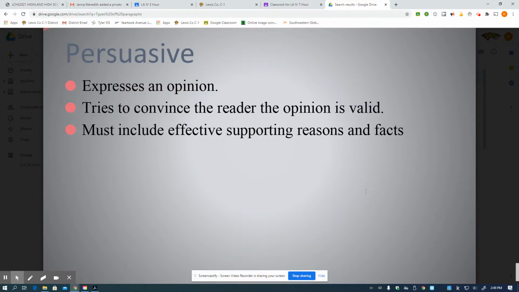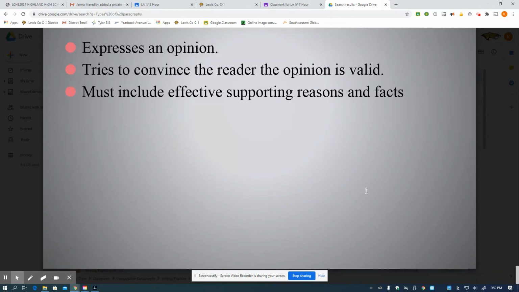We must include effective supporting reasons and facts. So when I get around to creating PowerPoints and slideshows and videos about persuasive writing, we're going to learn about the different types of appeals. And this is going to be very, very important when you're writing a persuasive paper. You have ethical, emotional, and logical appeals, all very important, all creating very specific dynamics in a paper and all helping change minds in their own very special way. So I look forward to talking with you about those as the time comes.